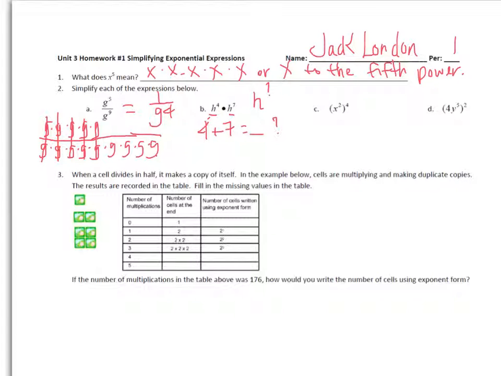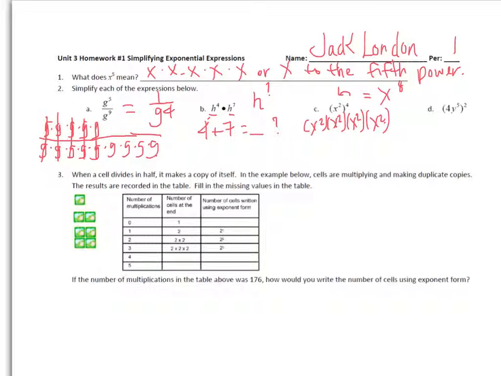And on C and D, they are exponential expressions within parentheses. For instance, this x squared to the fourth power, we can multiply those, unlike B, because basically what it's saying is x squared times x squared times x squared times x squared. And if you add those all up, they're the same as 2 times 4. 2, 4, 6, 8. And 2 times 4 is 8. So our answer would be x to the eighth.